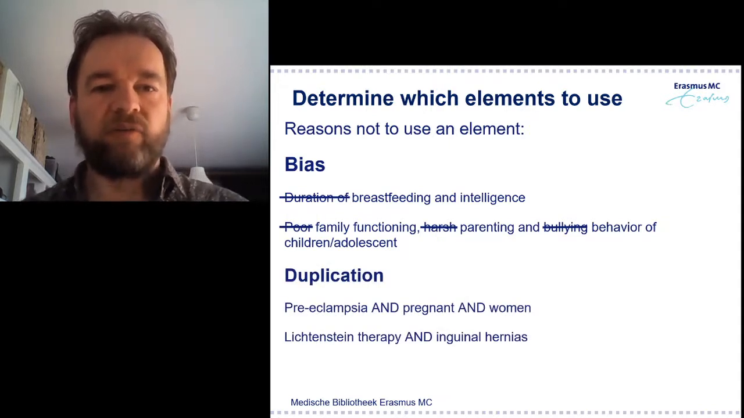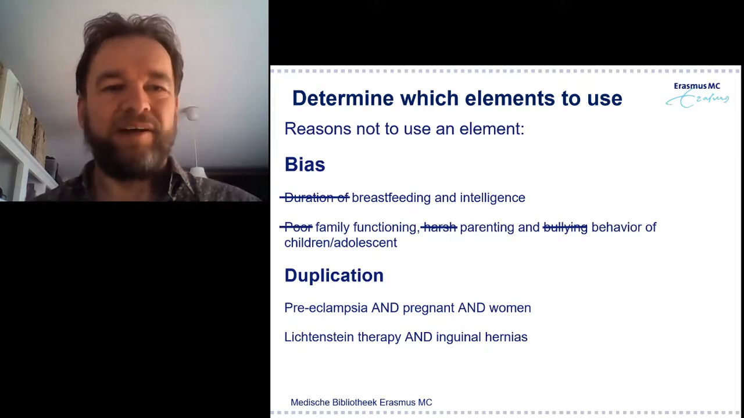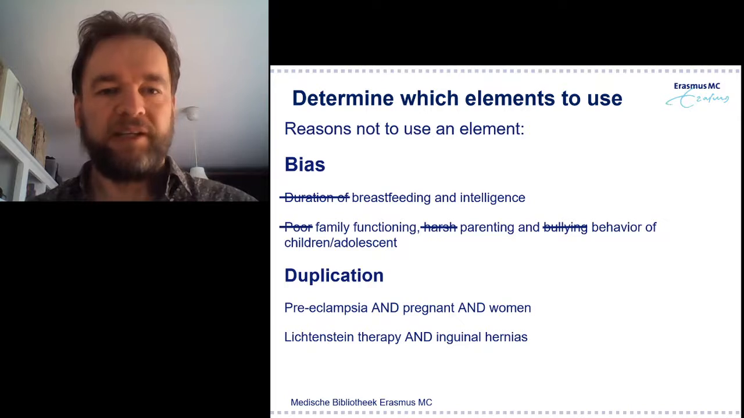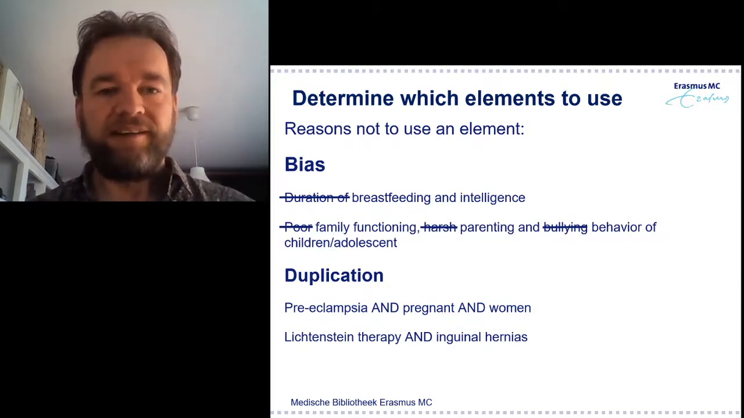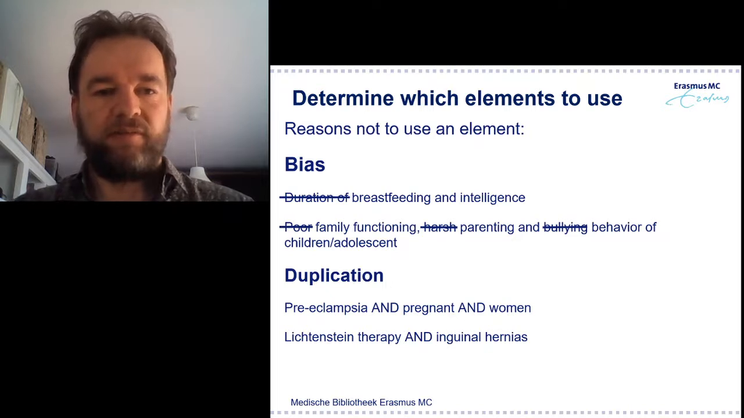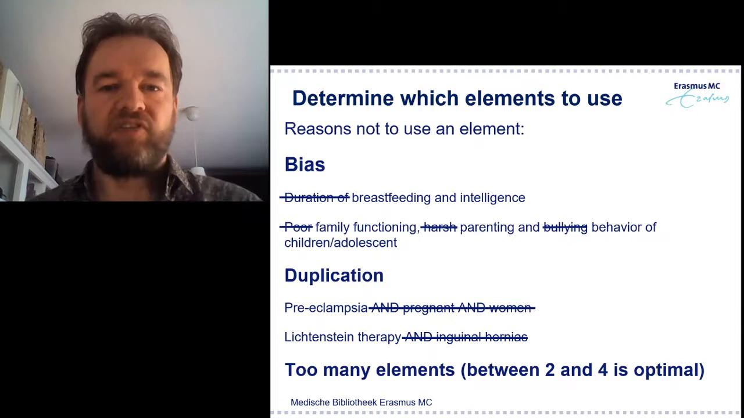Elements have a tendency to overlap. When searching for patients with preeclampsia, it's evident that these patients are pregnant women. The abstract might just not contain these terms. Not everything is this clear. In the second example, Lichtenstein therapy is a therapy specifically designed for the treatment of inguinal hernias. In general, we recommend to search between 2 and 4 elements in your search.